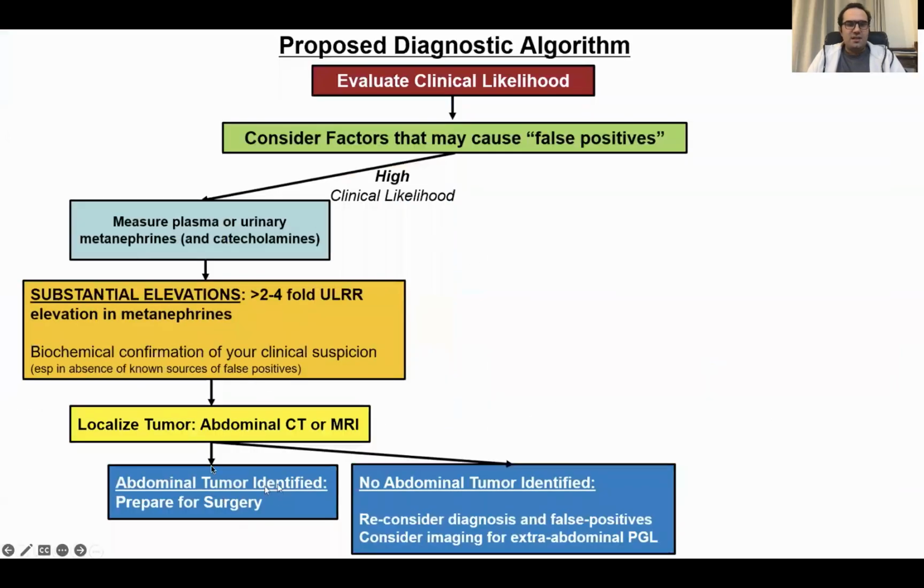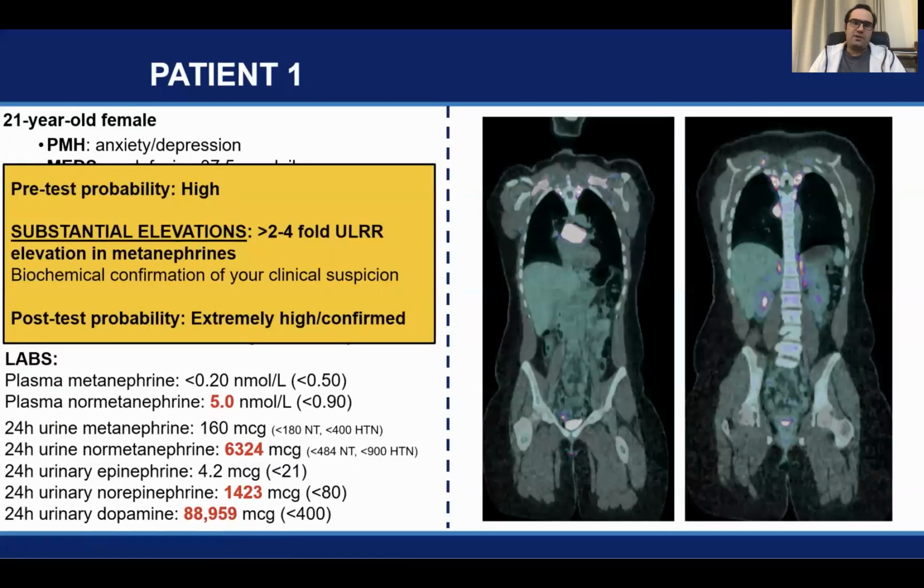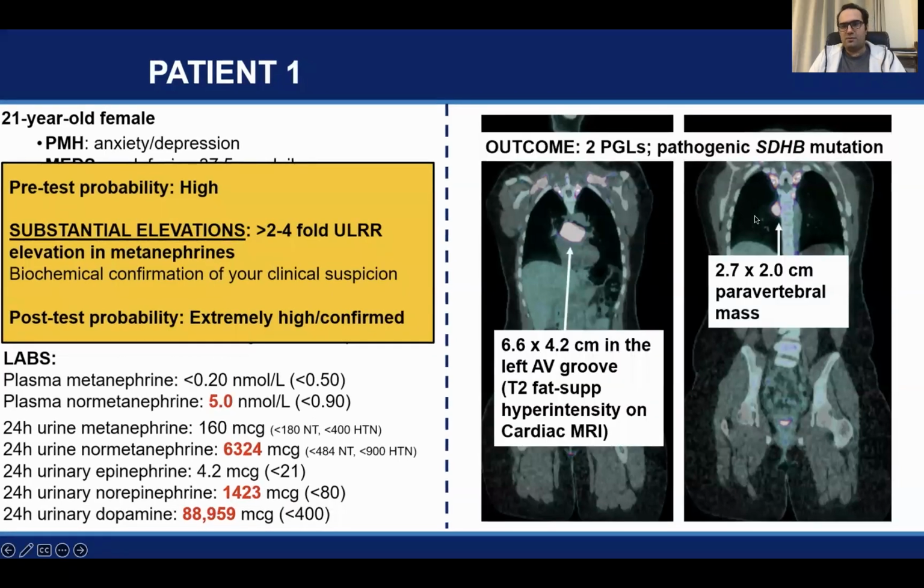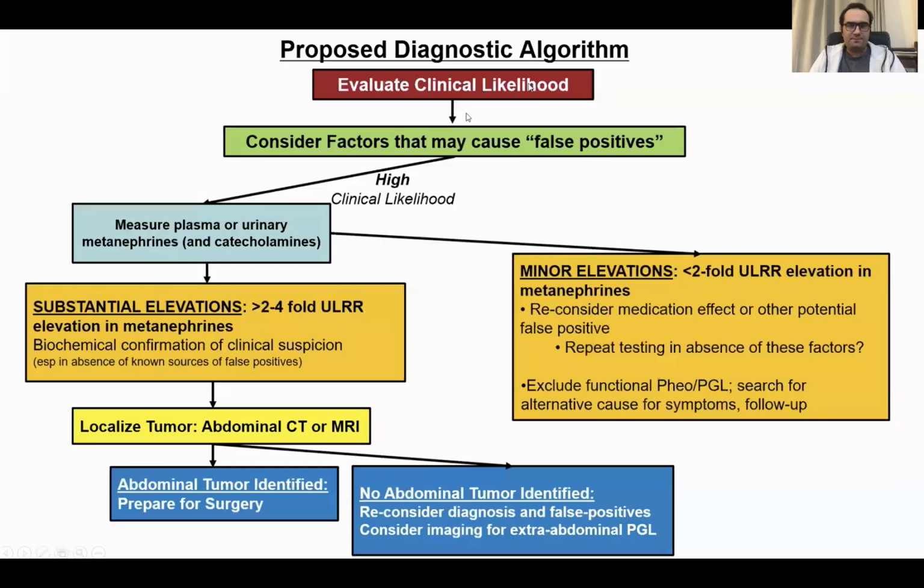In such cases, when there is no abdominal tumor identified, then first you should reconsider the diagnosis and false positive, and also consider imaging for extra-abdominal paragangliomas. And in this case, here you can see this 2 by 2.7 centimeter paravertebral mass, and also this one, in the left AV groove. So 2 PGLs, and this is pathognomonic of SDHB mutation that we will talk about later.